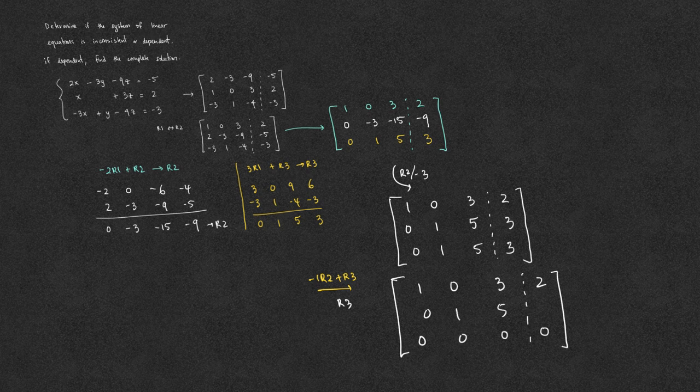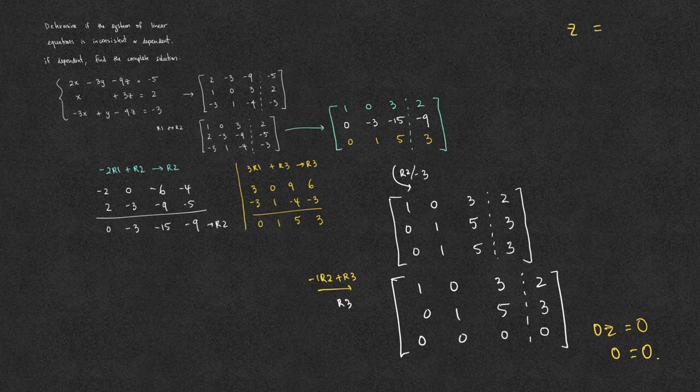0, 1, 5, 3. The third row implies that 0z equals 0, or 0 equals 0, so z can be any real number. z is free to be whatever it is. This is a system that has infinitely many solutions because there are infinitely many z.